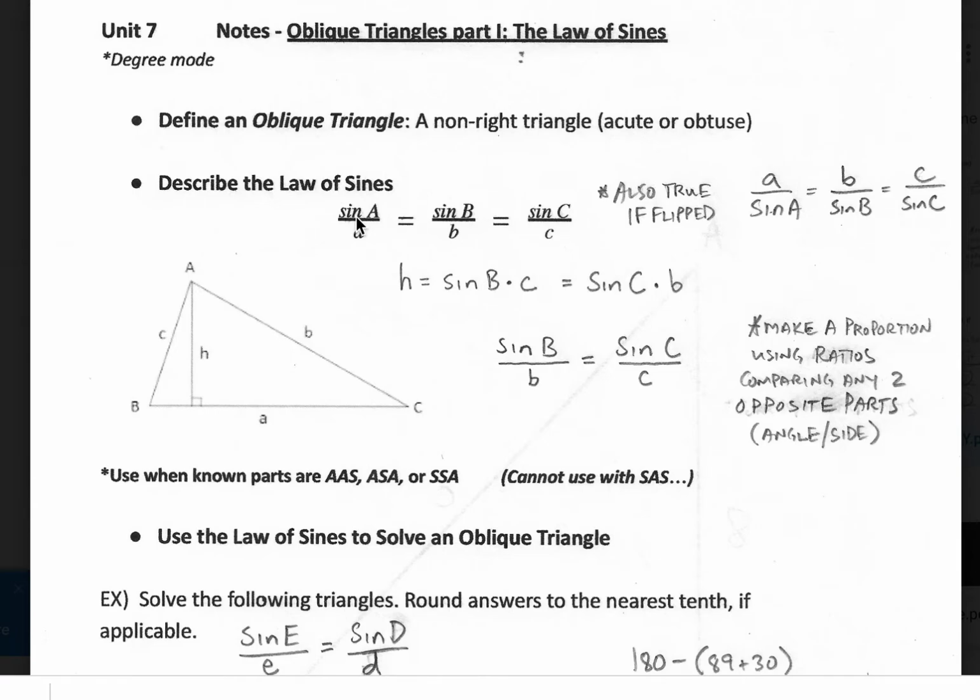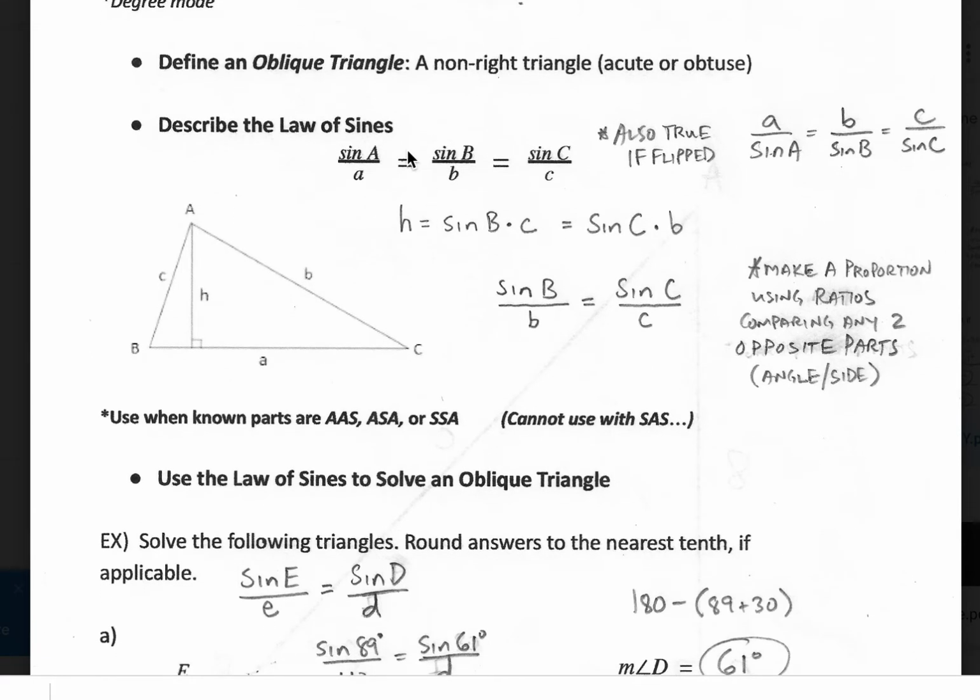It says that if we take ratios comparing the sine of an angle compared to the side that is opposite or across from it, we can set that equal to other corresponding ratios. If we just set up a proportion using just two of those ratios, we're not going to use all three, any two of these, then we can cross multiply, solve that proportion, and get one of the missing measurements. Either we can solve for an angle or we can solve for a side length.